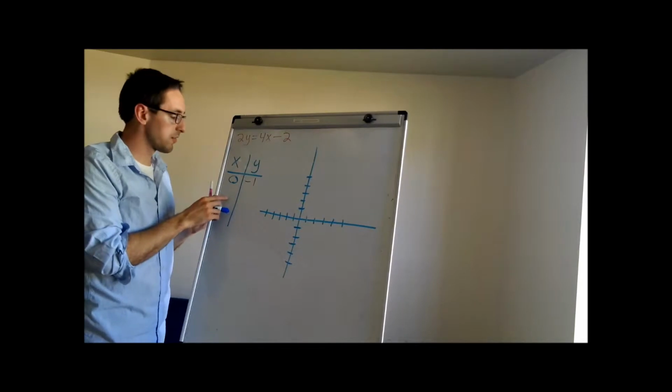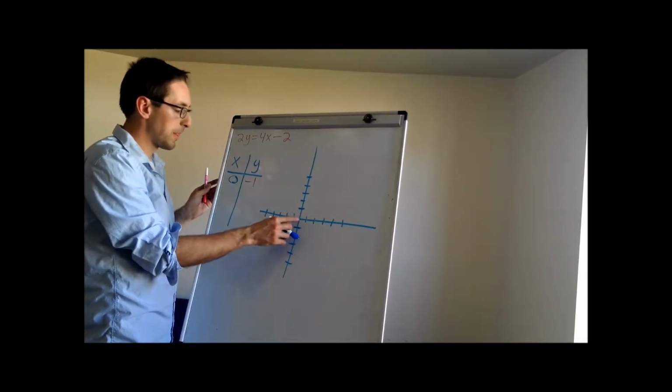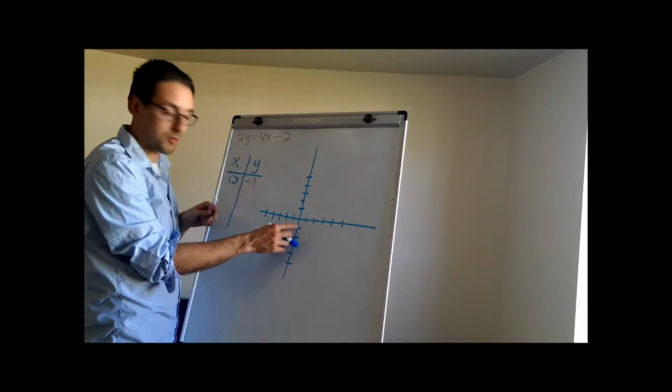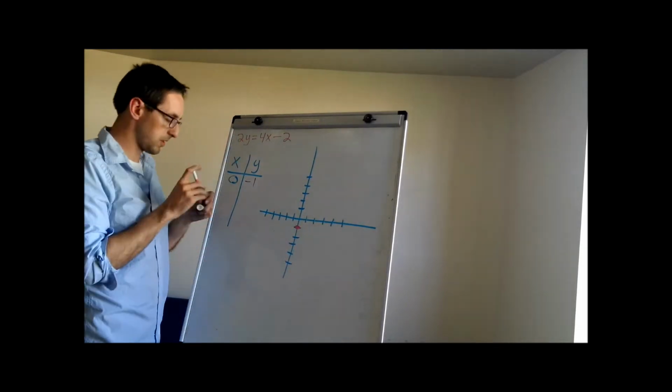This is a point on our graph. Let's count over 0 spaces on the x-axis. We don't have to move anywhere. Now let's count down to -1 on the y-axis. And this is a dot that's on your graph.